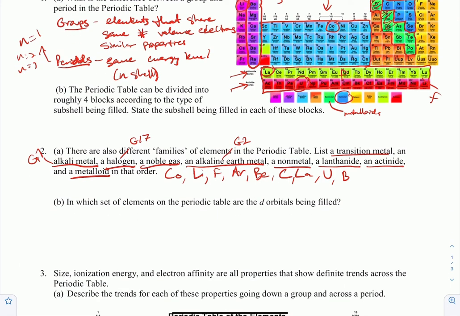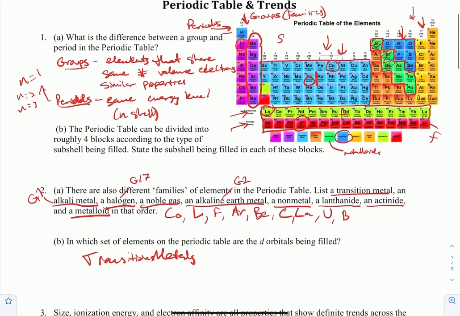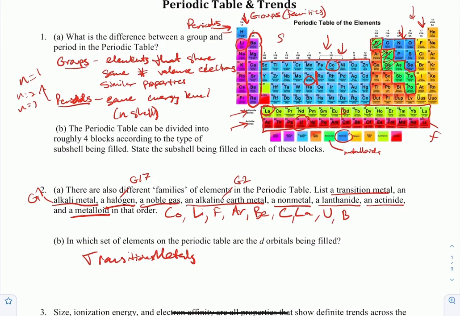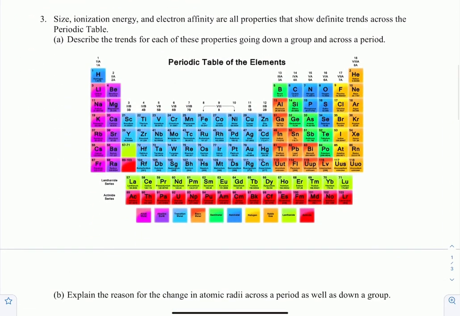Letter B says, in which set of elements on the periodic table are the D orbitals being filled? Okay, remember we said this is the D block, and what did we call this whole block right here? That's the transition metals. So be familiar with the families and groups on the periodic table and where to find each. You don't necessarily have to know the properties, but you should know the number of valence electrons for each one.